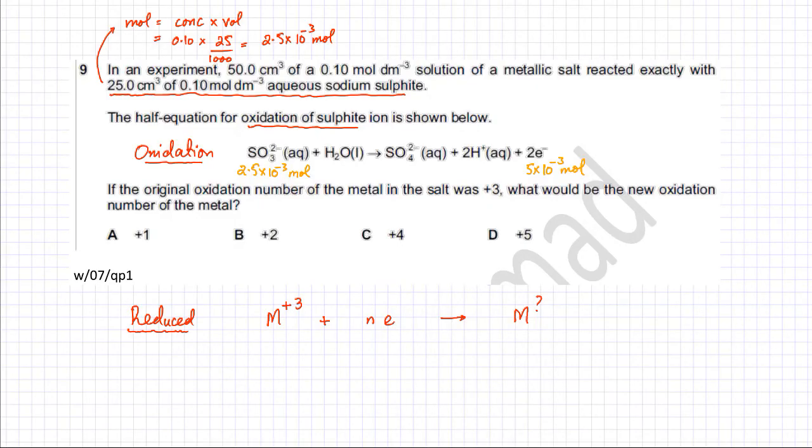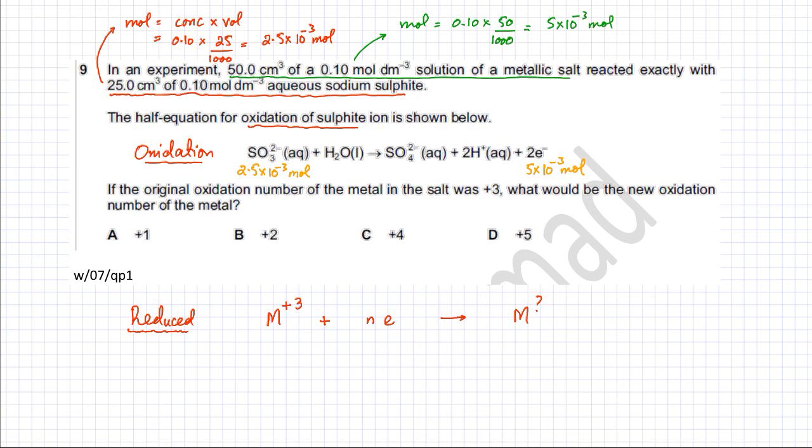Now from the question, another piece of information that's given is the volume and the concentration of the solution of the metallic salt. So I can find the moles of this metallic salt M using the formula again, moles is equal to concentration times volume. The concentration that's given is 0.10 and the volume that's given is 50 cm cube, which should be in dm cube. So I'm going to divide that by 1000, and the answer I'm going to get is 5 into 10 raised to the power minus 3 moles.